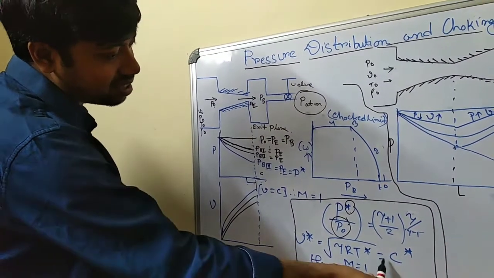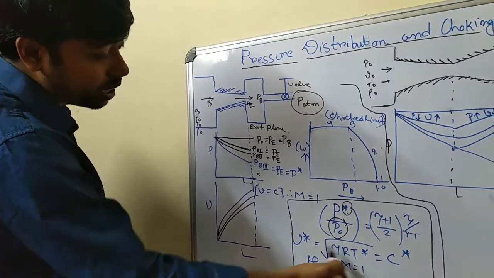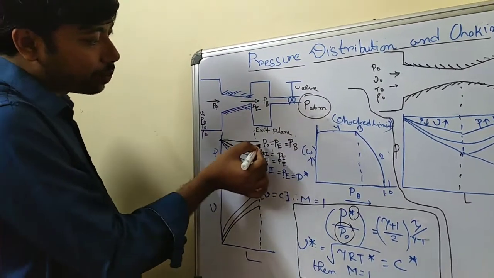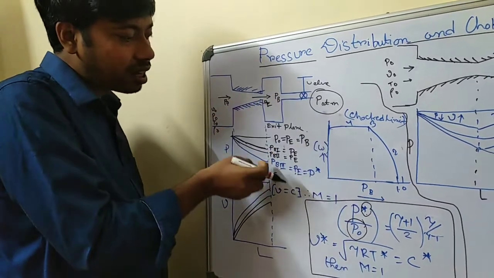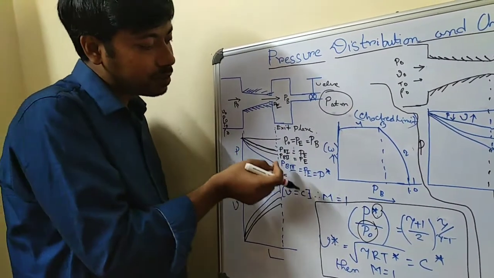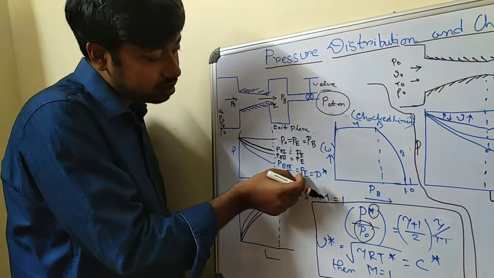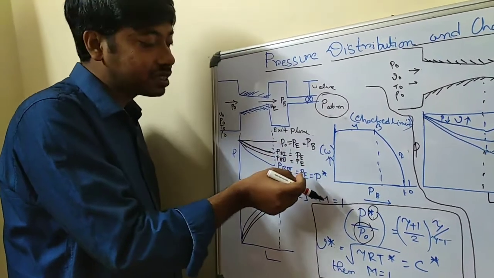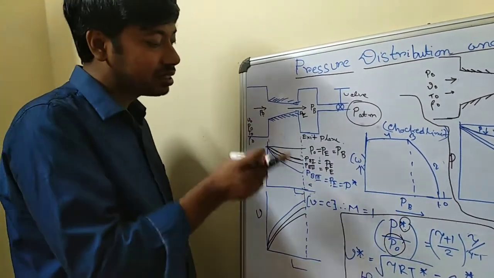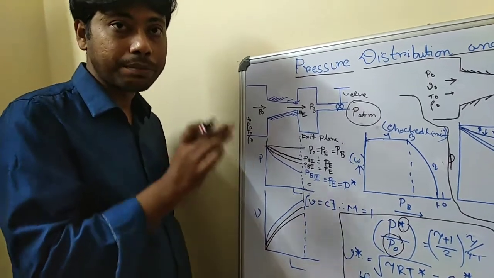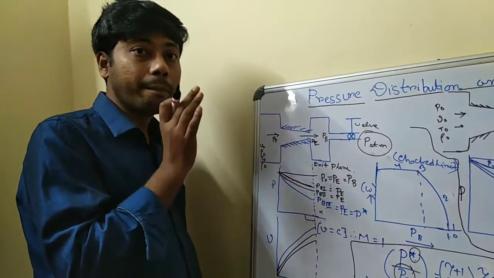So V star will be C star when M is equal to 1. When M is equal to 1, when PB is reduced and reaches a particular level, that is basically PB3, when it is equal to PE, when it is equal to P star, at that particular condition, they will reach a critical pressure ratio. At that particular time, flow will be maximum.